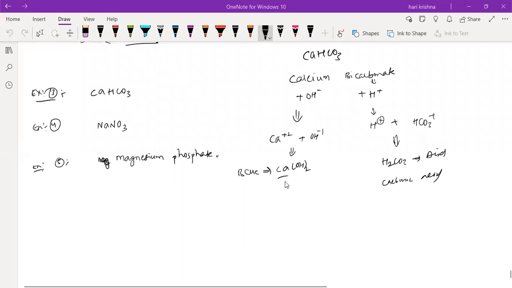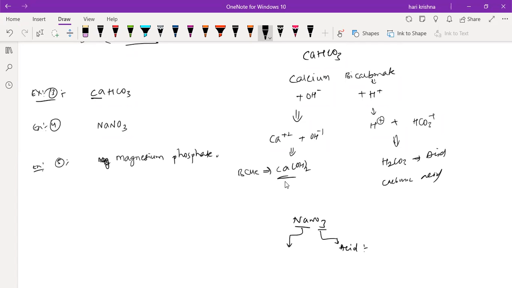So actually they have given 3 examples here itself. In the first one, the first name of the salt comes from the base and the second name comes from the acid. So calcium is the base, so calcium hydroxide is the base. And HCO3 is coming from the acid, so H2CO3 is the acid. The next is NaNO3. In NaNO3, the sodium part is coming from the base and NO3 is coming from the acid.